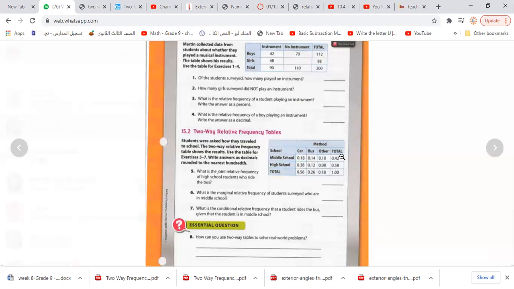Thank you, Khadija. Let's move to the next question. Question number 7. What is the conditional relative frequency that a student rides the bus given that the student is in the middle school? How will we find the answer for this question? What is the conditional relative frequency? How will we calculate relative frequency, grade 8? Judy, go on. What is the conditional relative frequency, Judy?